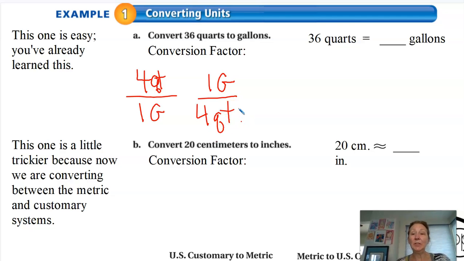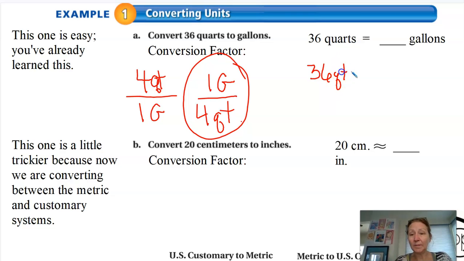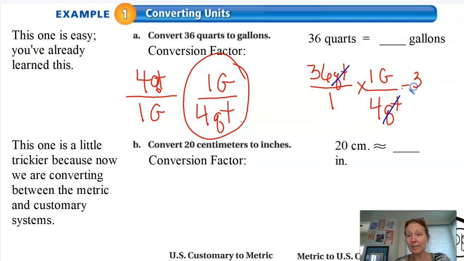If I'm trying to change the quarts into gallons, I want to use this conversion factor. So I'm going to multiply 36 quarts over 1. I always put my first value over 1, and I multiply by 1 gallon over 4 quarts. And remember, the quarts in the numerator and denominator are going to cancel each other out. I multiply across, I get 36 divided by 4, which is 9, and my units are gallons.